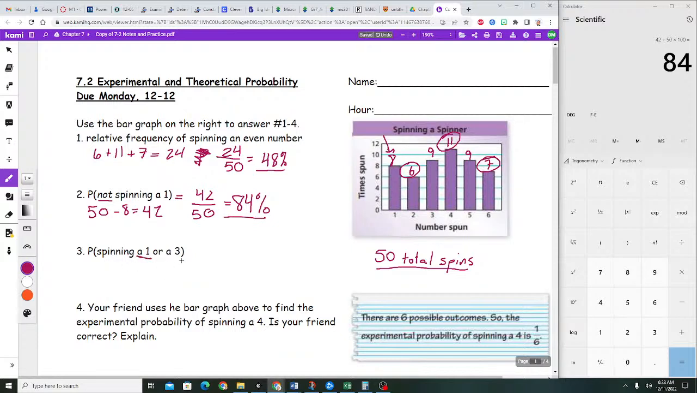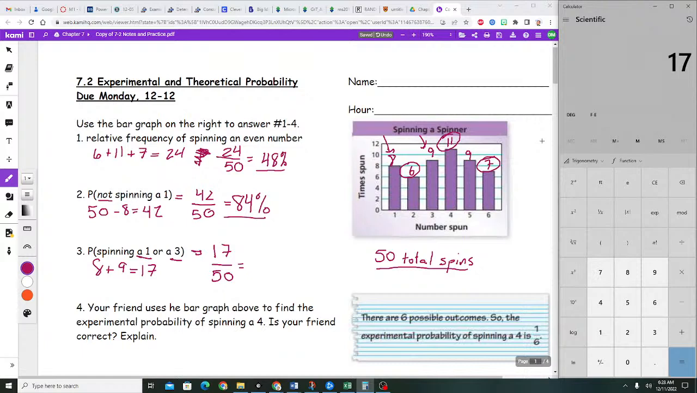Probability of spinning a 1 or a 3. Well, 1s are 8 frequency, and 3 has a frequency of 9. So 8 plus 9 is 17. And so our probability is 17 over 50. And so again, 17 divided by 50 times 100 gives us 34%. The probability of spinning a 1 or a 3 is 34%.